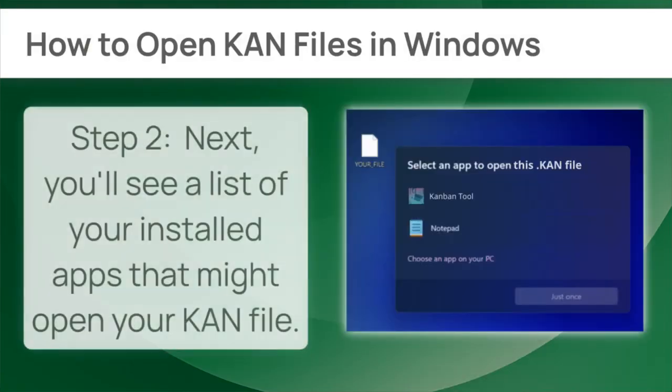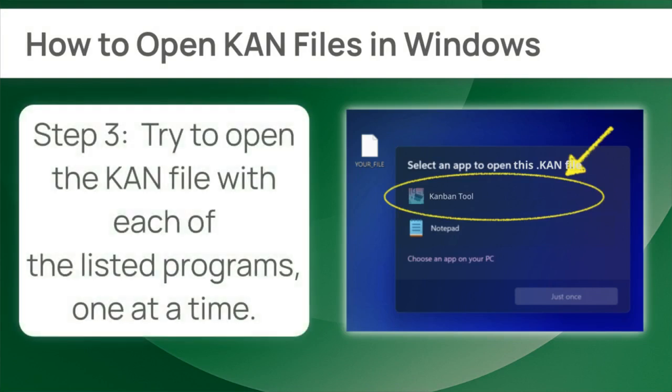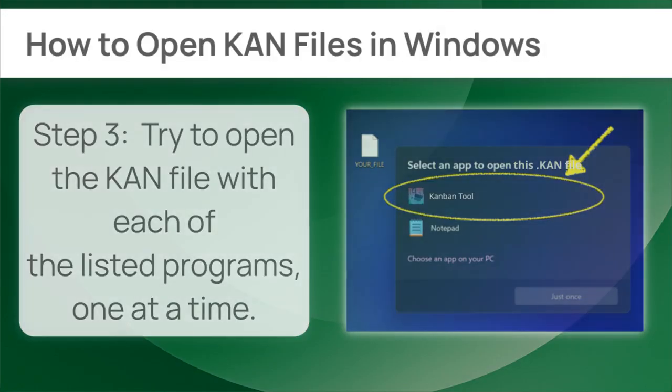Go to your KAN file, right-click, and select Open With. Use Kanban Tool first if it is installed. If not, start testing other options until one successfully reads the file.